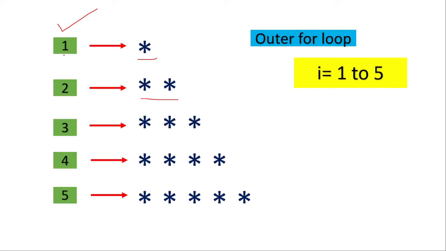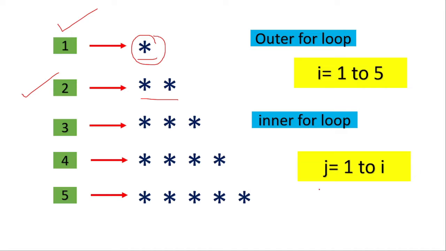If we have row number 1, then the inner loop will print only 1 star, and when we move to the second row we will print 2 stars. So according to this pattern we will use an inner loop, and in the inner loop I will take a variable j and start it from 1 and end it at I, because I want to print the stars according to the row number. That's why I have taken the I variable as the stop value here.